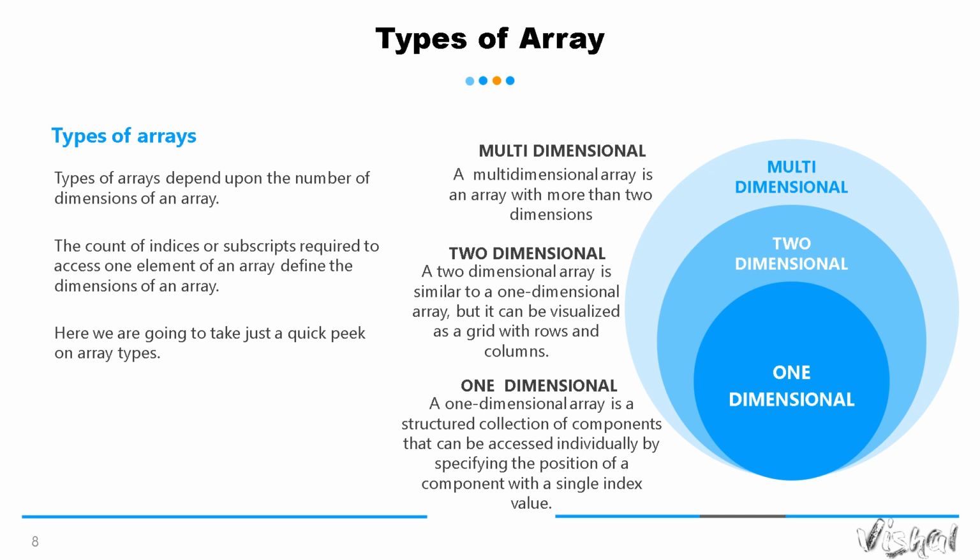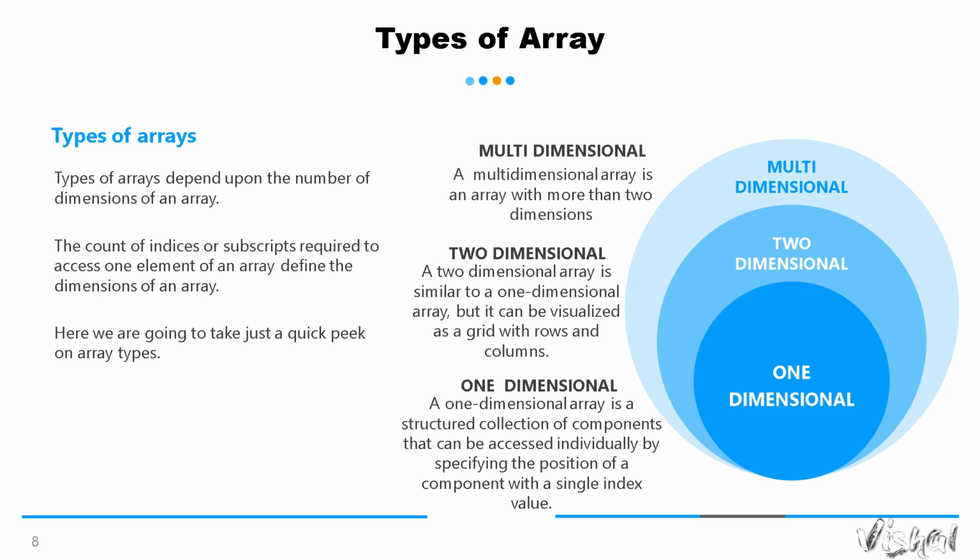The second one is two-dimensional. A two-dimensional array is similar to a one-dimensional array, but it can be visualized as a grid with rows and columns. So it stores data in a matrix form, or you can say in a tabular form. Here the data is received and also stored using two subscripts.